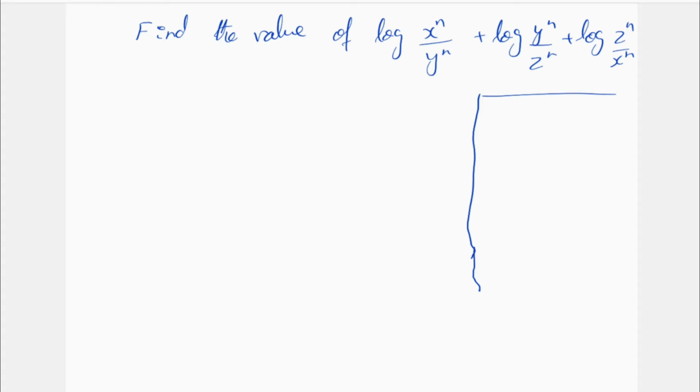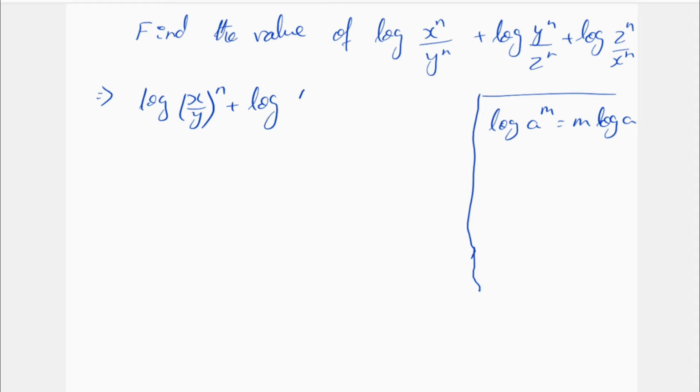Now, the property that I want to use first is log of a power m is equal to m log a. When I have a log value which is having an exponential power, I can bring the exponential power forward and multiply it with log of the base value alone. Okay, so using that logic, first we have here log of x power n by y power n is nothing but x by y the whole power n plus log of, same logic, y by z the whole power n plus log of z by x the whole power n.